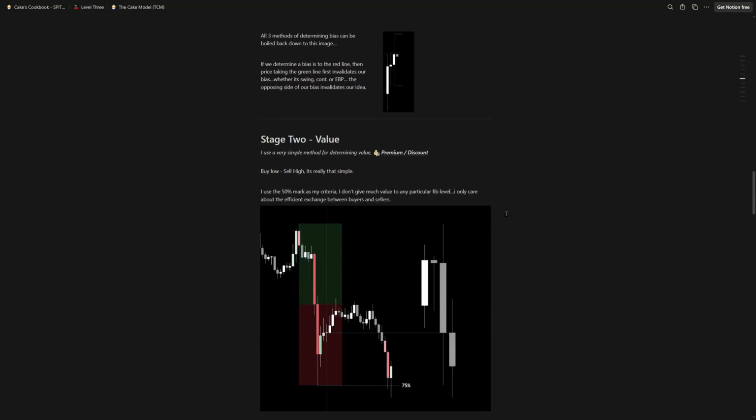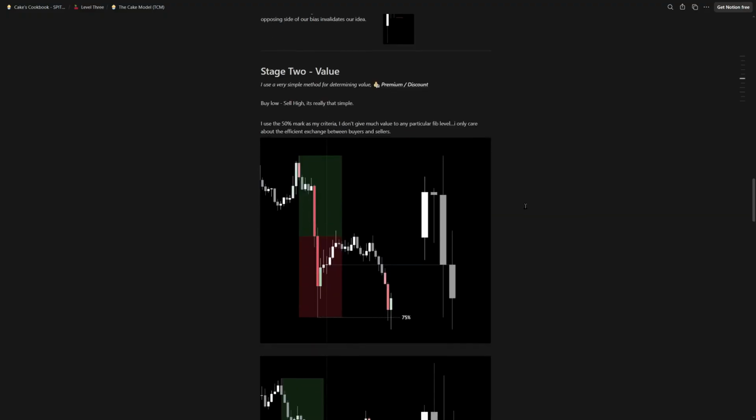Well, stage 2 is value, okay? So I use a very simple method of determining value. Go and watch the premium discount module. The link is right there. But very, very simple: buy low, sell high, okay? I use the 50% as my criteria. I don't give much value to any particular fib. I only care about the efficient exchange between buyers and sellers.